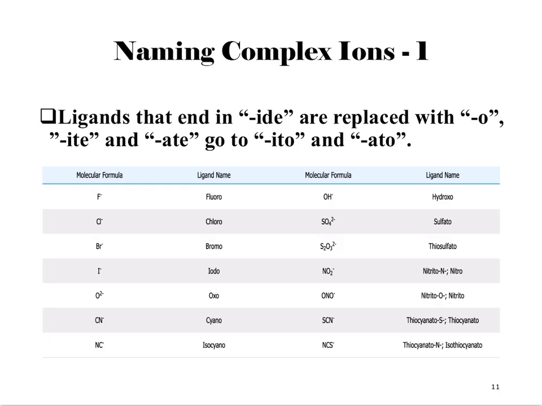Then you can have different anion ligands that end with "ate", like sulfate, or "ite", like sulfite. Those ending in "ite" go to "ito", and "ate" goes to "ato", right? So for example, sulfate becomes sulfato. And so that's just the way that these ions are named. Like I said, I'm not going to expect you to memorize all of these different ions. I'll give you the chart, and then you're just going to remember the rules, which are coming up.